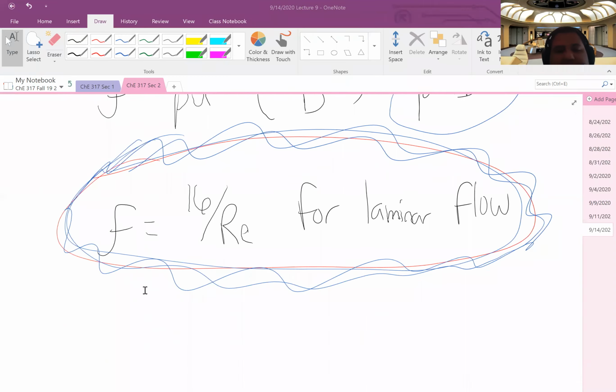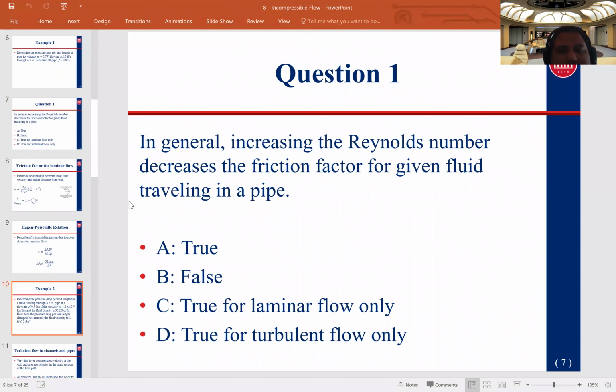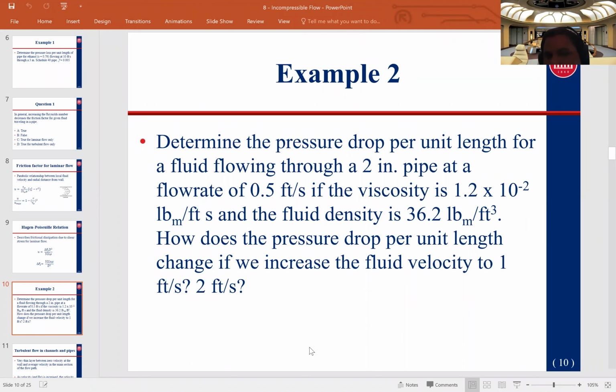All right, so we've got about 5 minutes. The last thing I want to look at is this example here, which is an exploration of looking at another pressure drop per unit length. This time, let's assume that the flow is laminar.